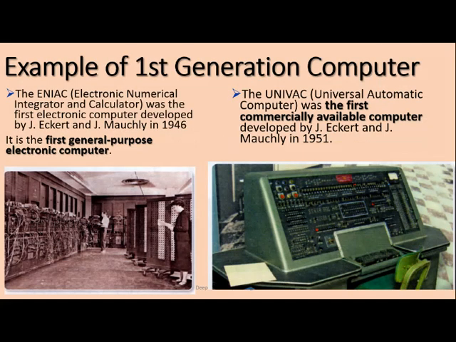Examples of first generation computer. ENIAC, Electronic Numerical Integrator and Calculator. It is the first general purpose electronic computer. It was developed by J. Eckert and J. Mauchly in 1946. Second example, UNIVAC, Universal Automatic Computer. It was the first commercially available computer developed by J. Eckert and J. Mauchly in 1951.